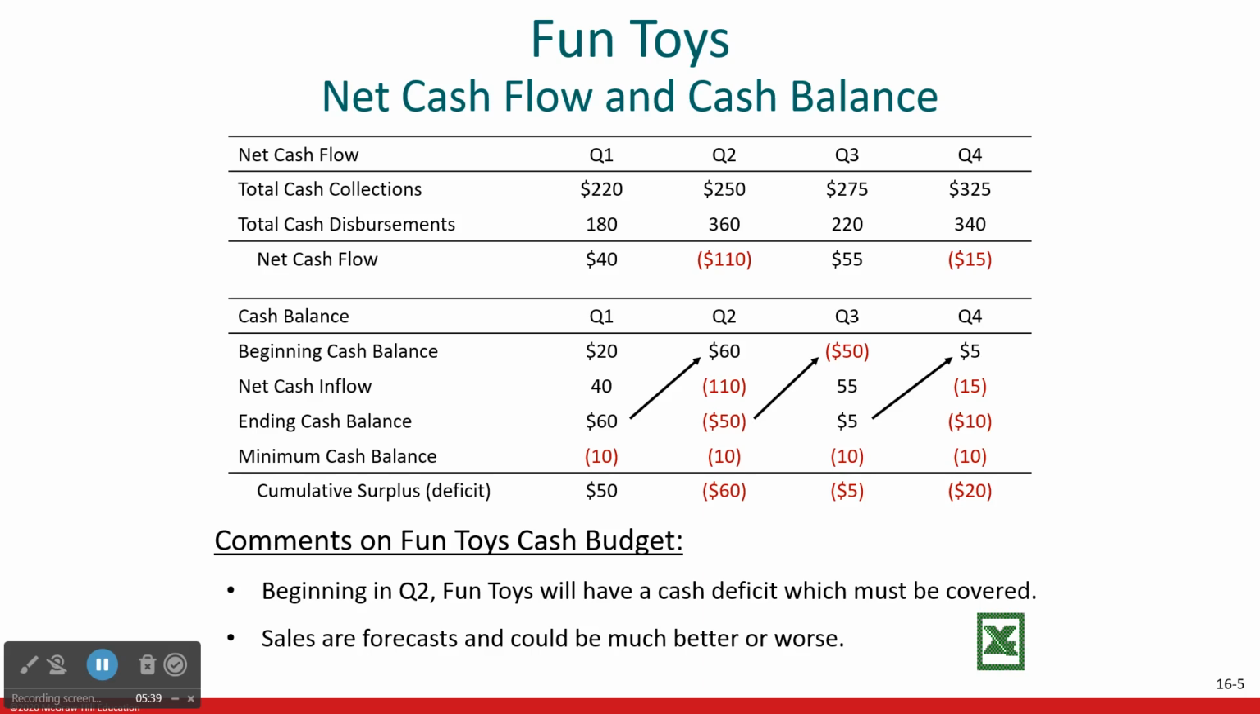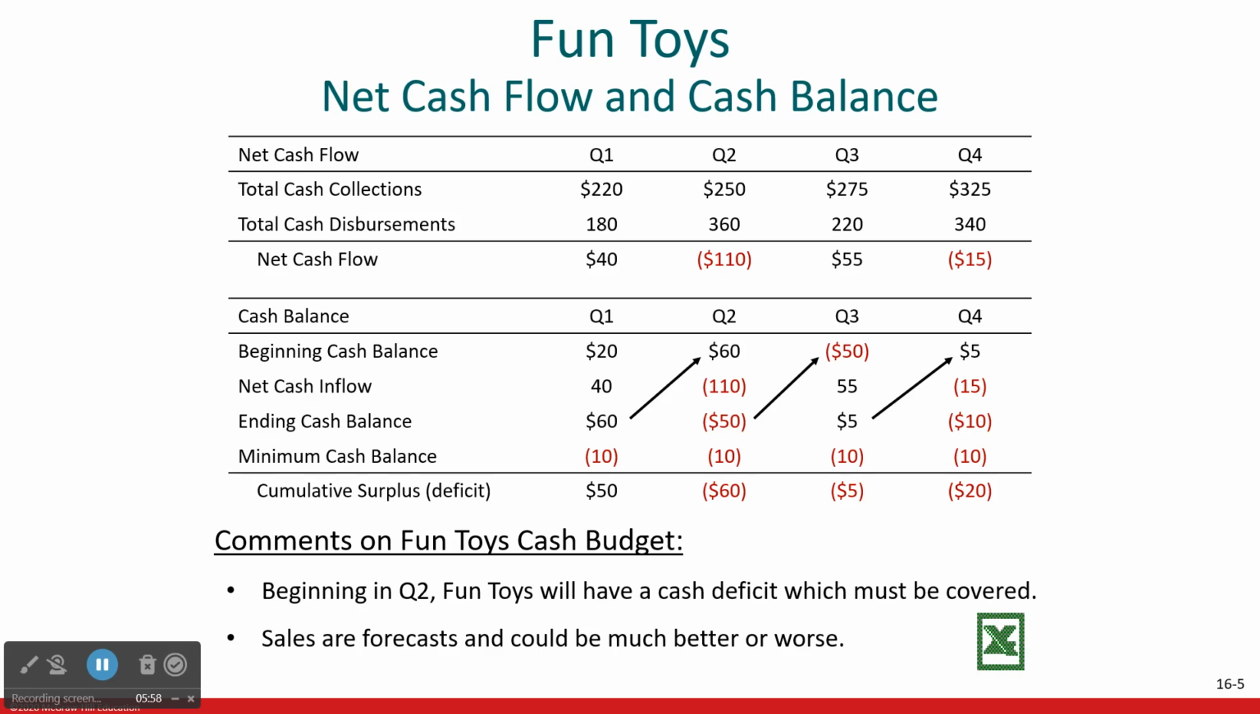And so we see that we have our cash collections, our cash disbursements, and so we have the net cash. So in quarter one and in quarter three, we're fine. We're generating a lot more cash than we're spending. However, in quarter two and in quarter four, we have a lot more going out. And so that becomes problematic for us.